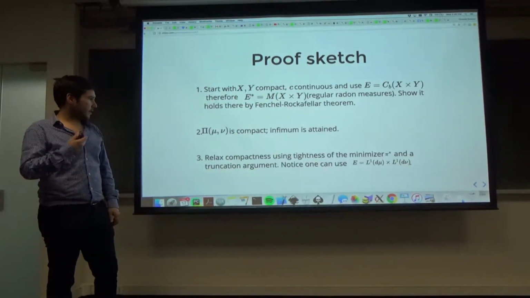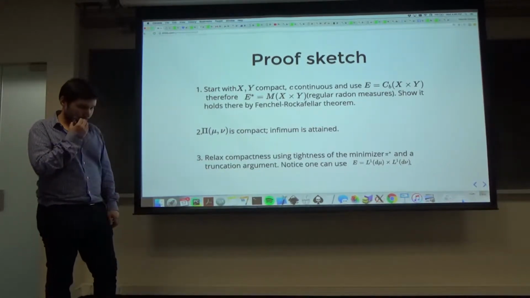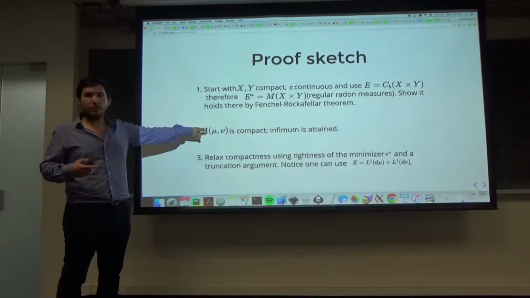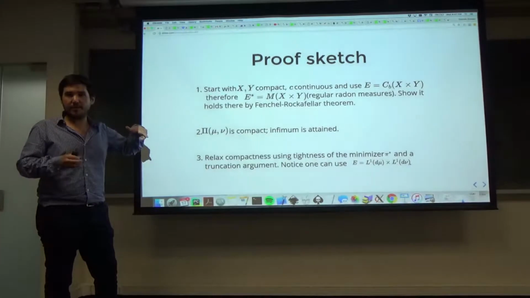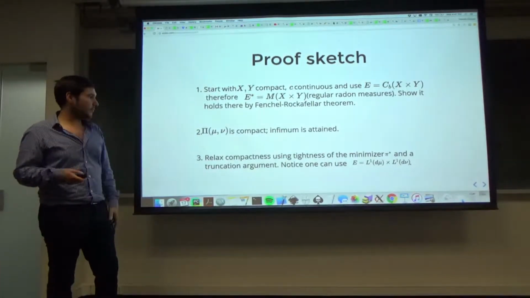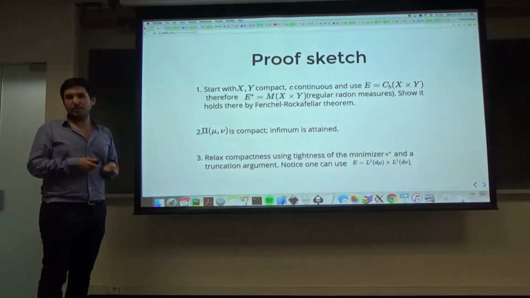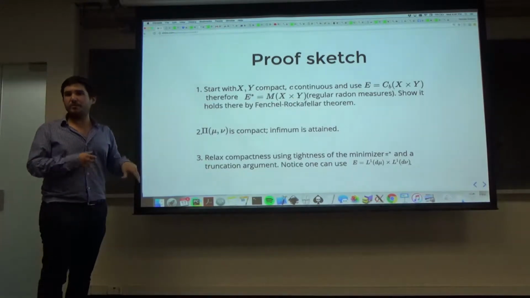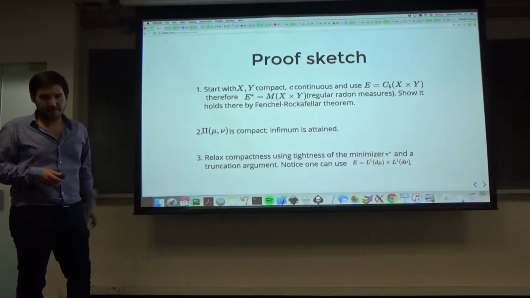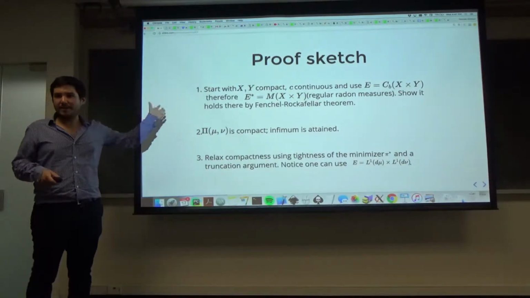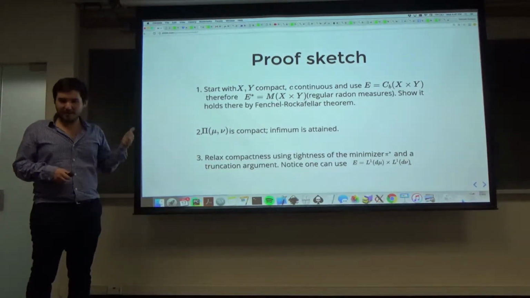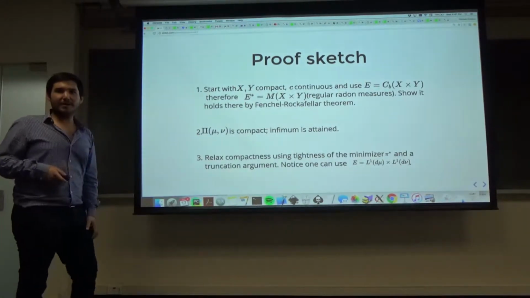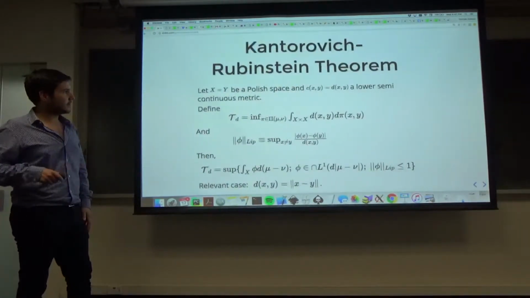Then one can also show that this Pi(mu, nu), which is the space of joint distributions, is compact, and so there is an infimum. Then, using this infimum, one can use a truncation argument and extend the result to spaces X and Y, which might not be compact. Okay, this proof is about five pages long, but I just wanted to tell you that if you want to extend it, you need to apply this more general theorem and appeal to more sophisticated facts about analysis.